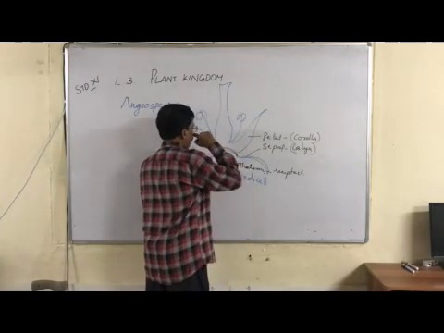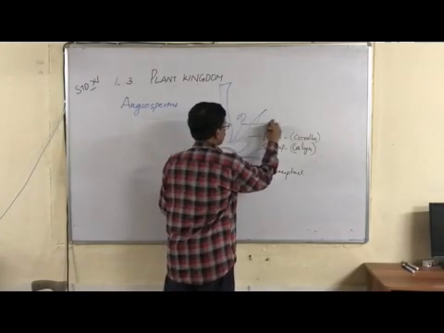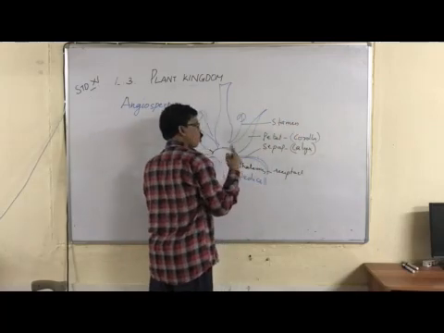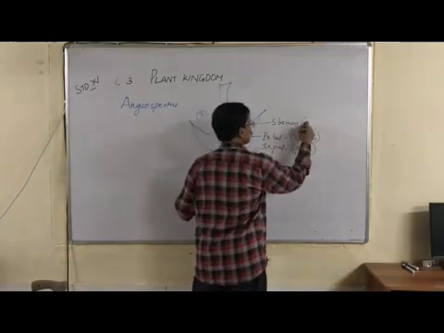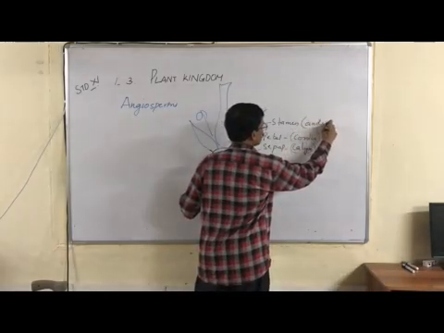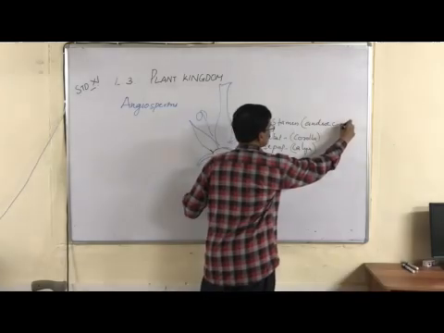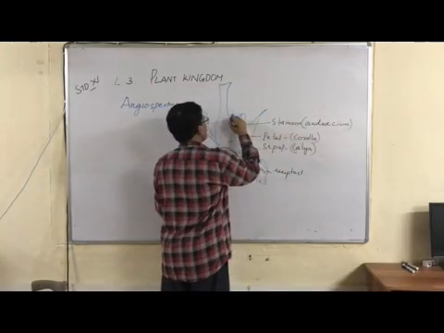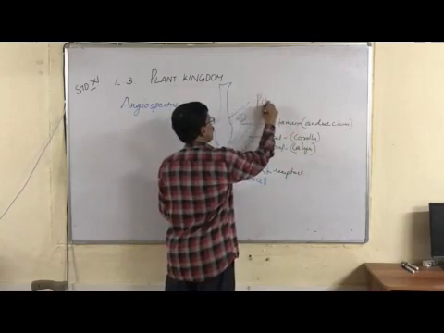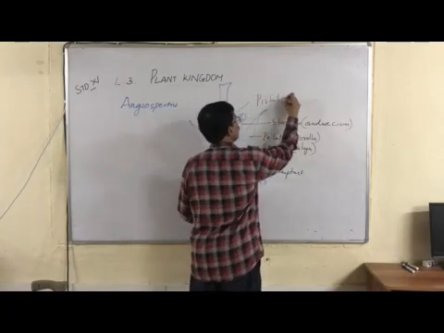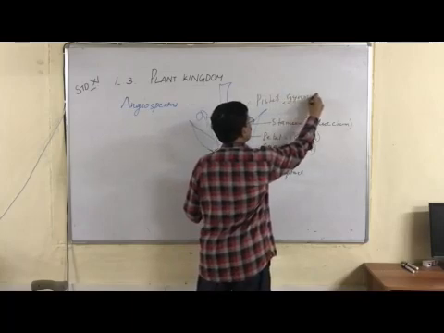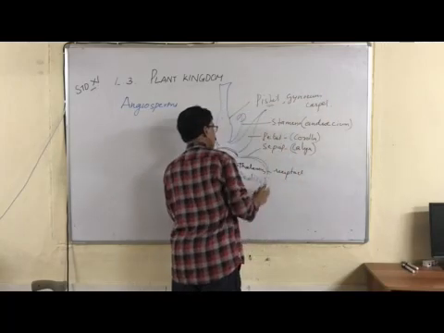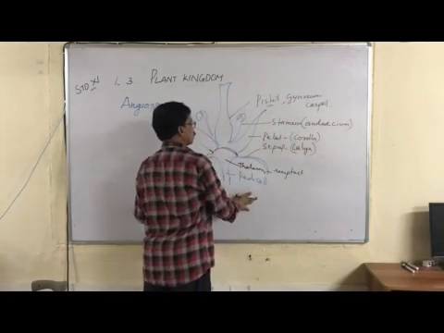Then you can see the male sex organ that is called stamen, S-T-A-M-E-N. One or more stamens together form the androecium. Androecium is the male sex organ and it consists of many stamens. Then pistil, gynoecium, G-Y-N-O-E-C-I-U-M, or carpel is the female sex organ. We usually say pistil.